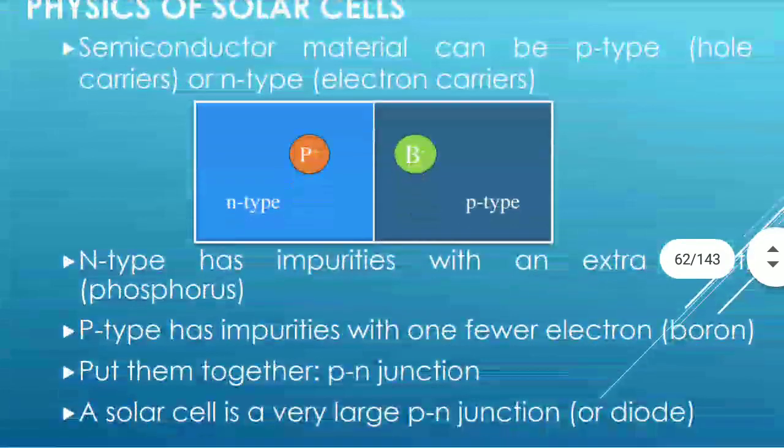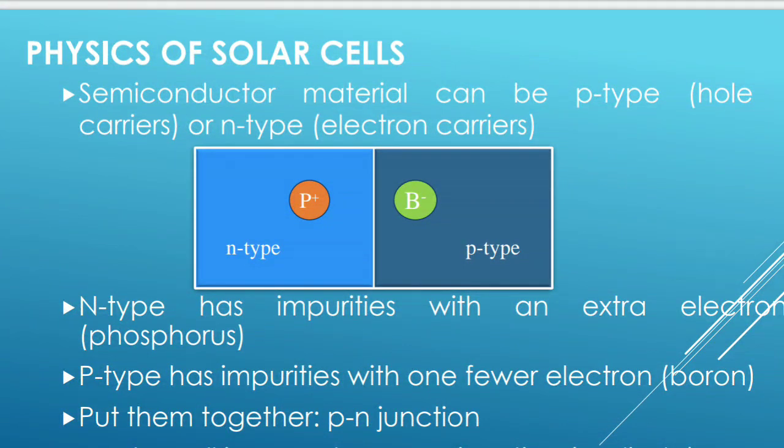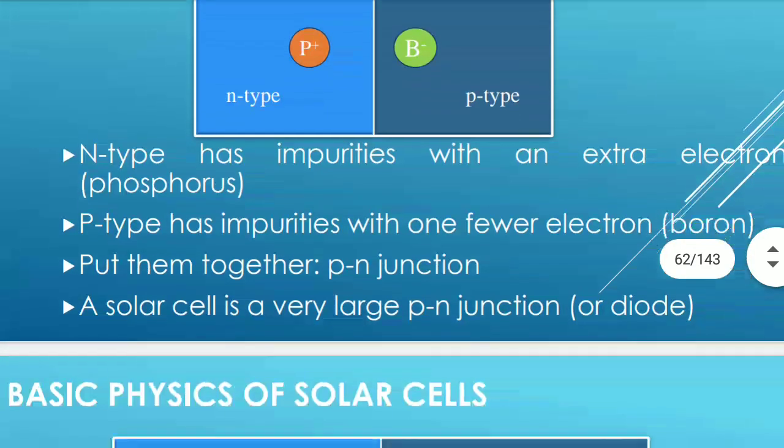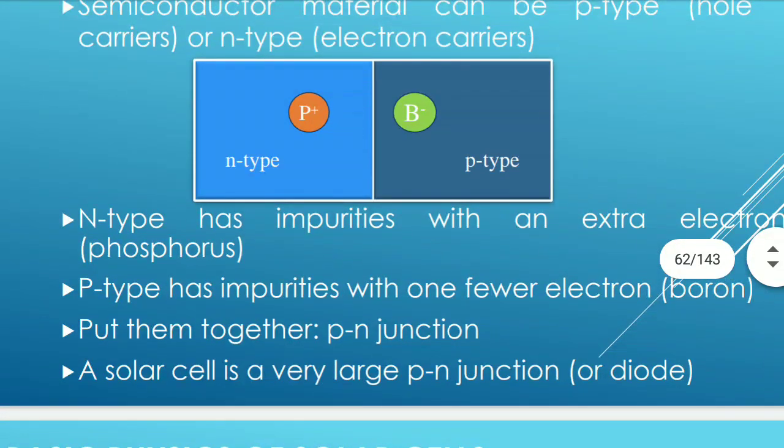Physics of the solar cell. What about the physics? Semiconductor material can be p-type, hole carrier, and n-type, electron carrier. This is the p-type, this is the n-type, with phosphorus and boron. The n-type is a donor type impurity, the p-type is an acceptor. The n-type is a positive ion, the p-type is a negative ion. N-type majority carriers are electrons, p-type majority carriers are holes. N-type has an impurity with an extra electron, phosphorus. P-type has an impurity with one fewer electron, boron.